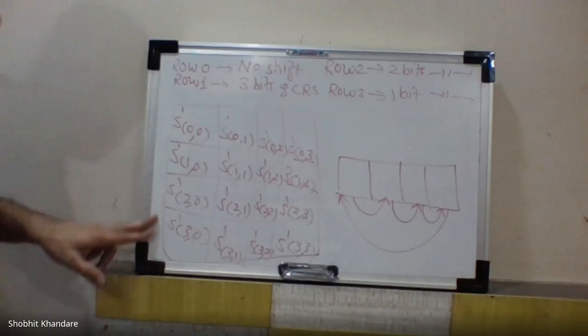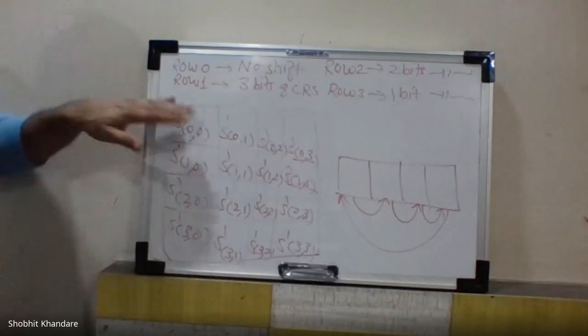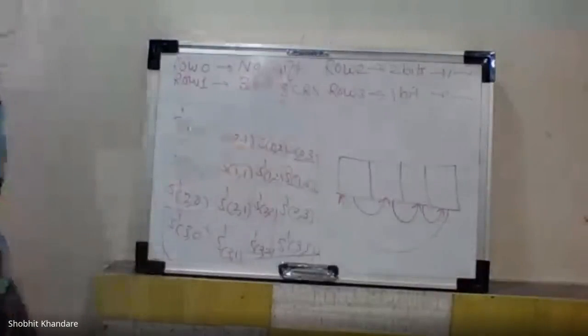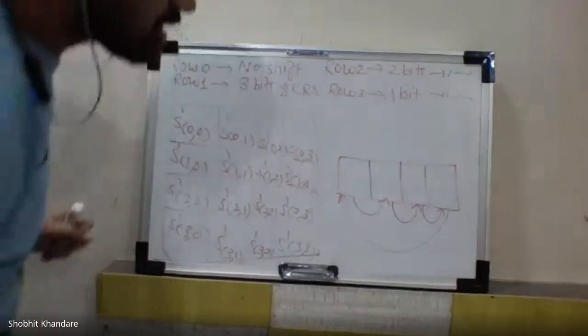So with this, for all the shifts of 0, there is no shift, so h dash 0 comma 0 will stay here. h dash 0 comma 1 will stay here. h dash 0 comma 2 will stay here. h dash 0 comma 3 will stay here. Okay. So this is how it is happening. Okay. So can you draw the resultant now?